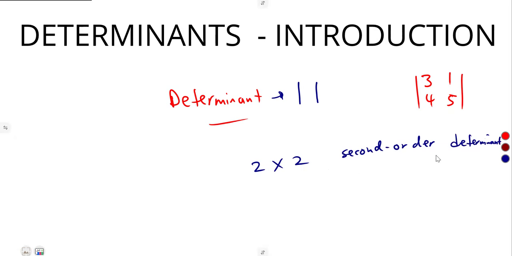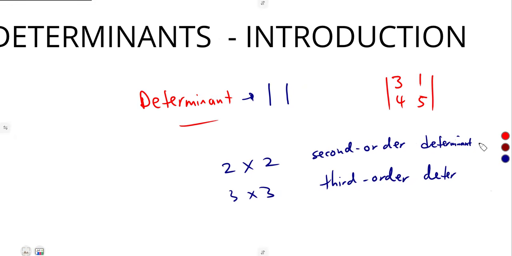Second order. If we have a 3 by 3, that one will be the third order. Third order. So you're going to find determinants under what? Under the second and under the third order. This is the case.